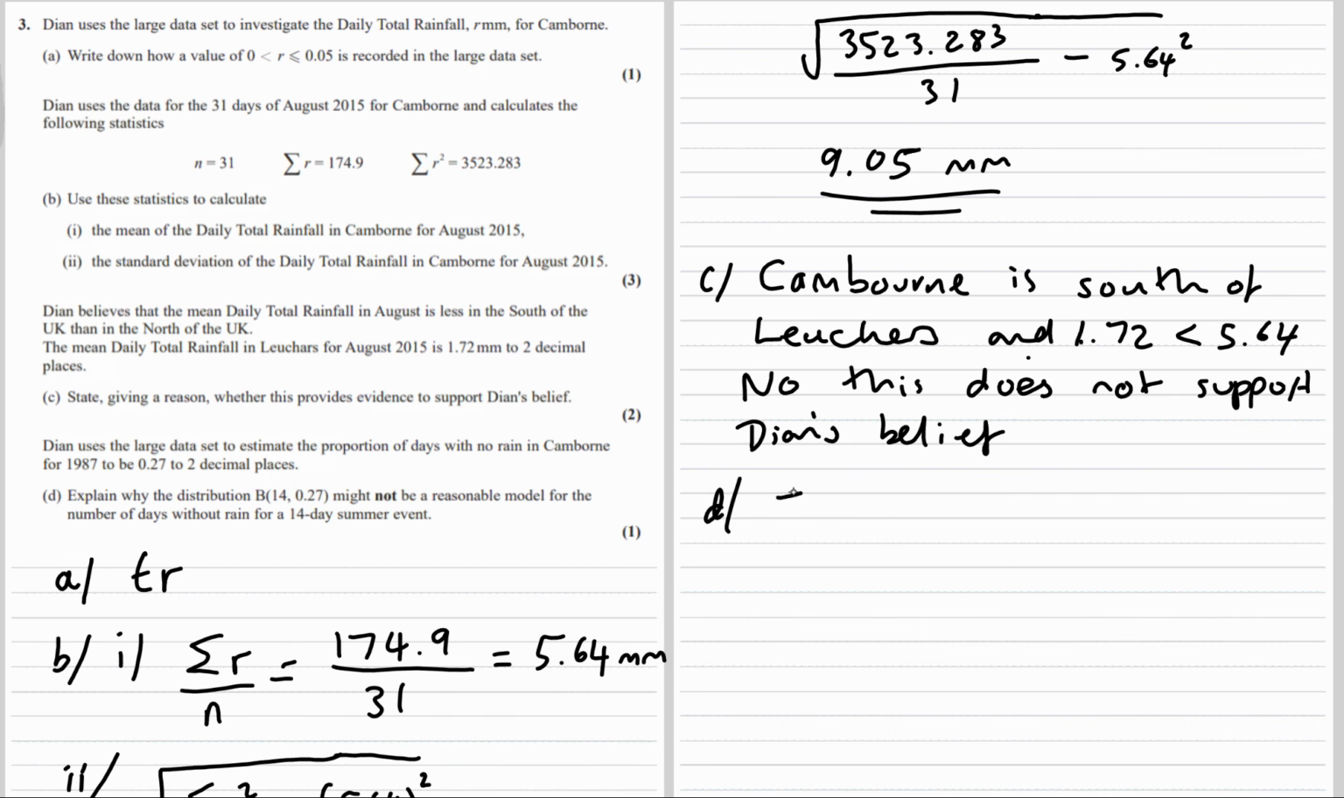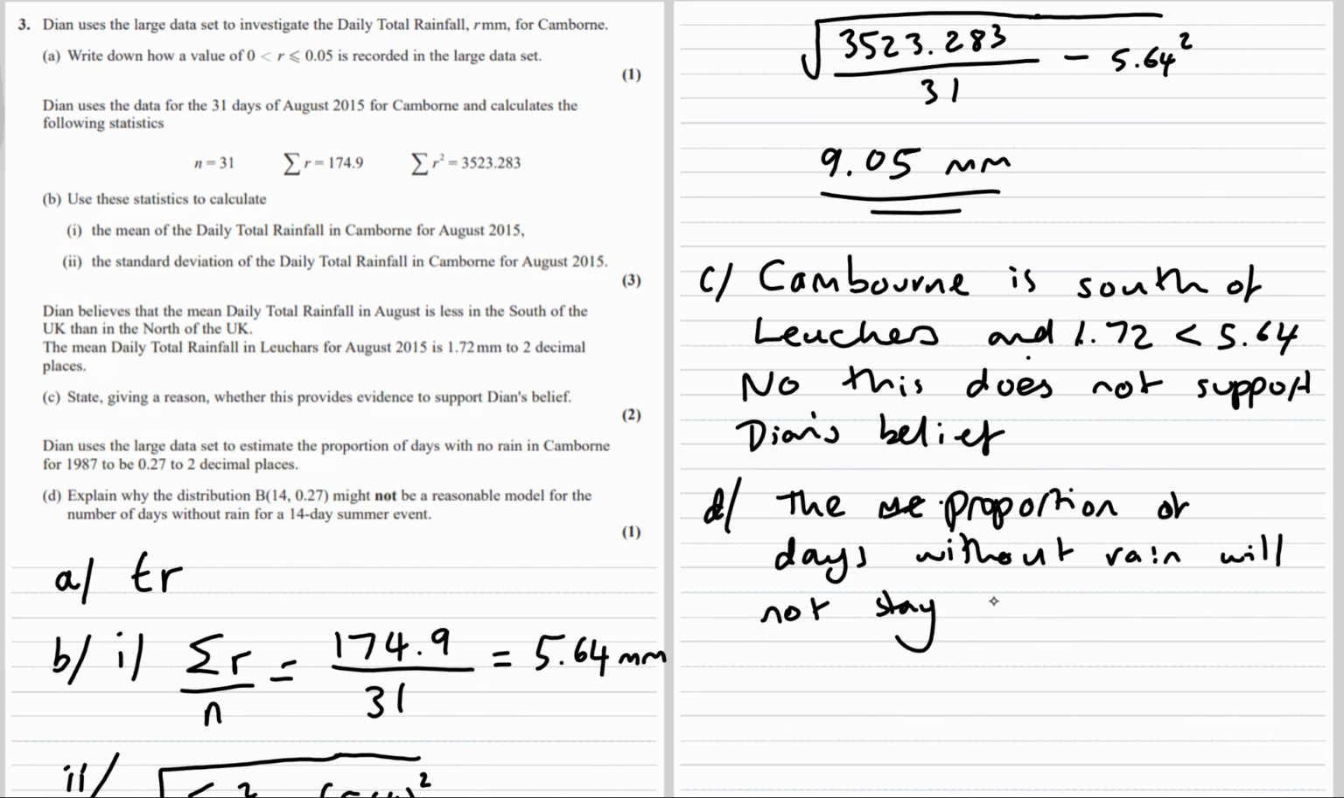So we could say the number of days, the proportion of days without rain will not stay consistent at 0.27. It may be higher or lower.